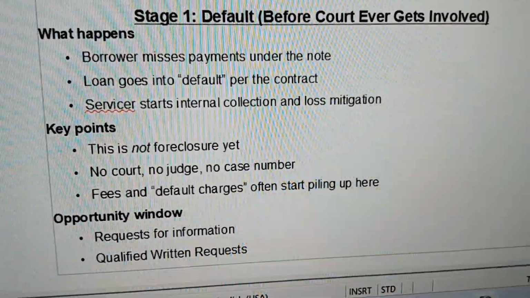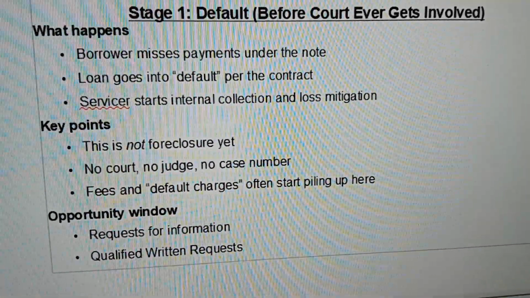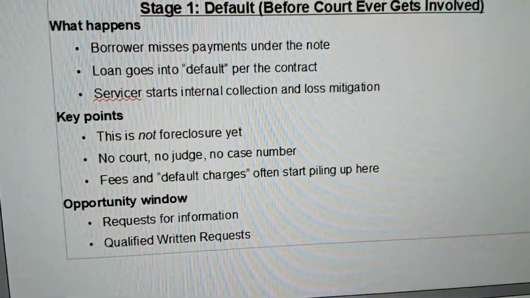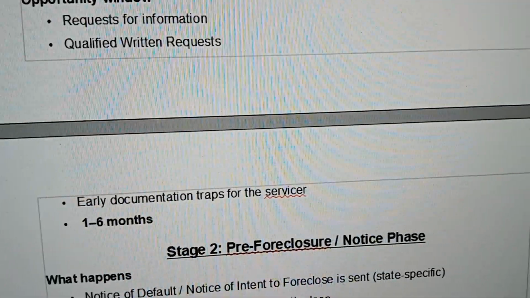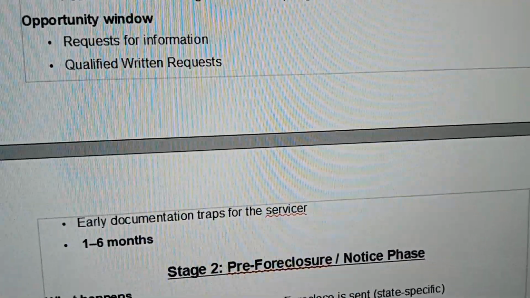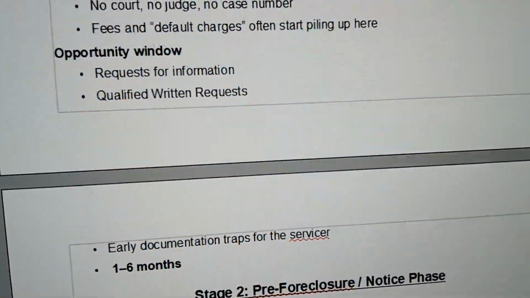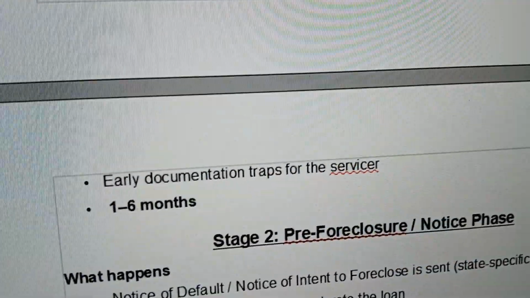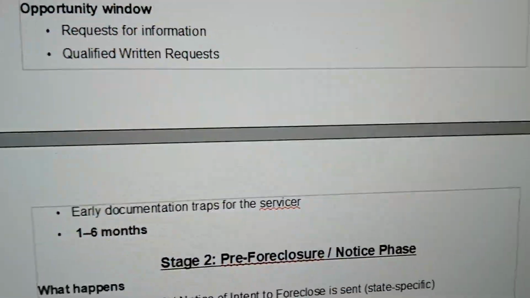The opportunity window is requests for information, and QWRs, or qualified written requests, sent to the servicer. Early documentation creates traps for the servicer. Again, if they screwed up on anything, you got them. This is a time period of about 1 to 6 months, give or take.